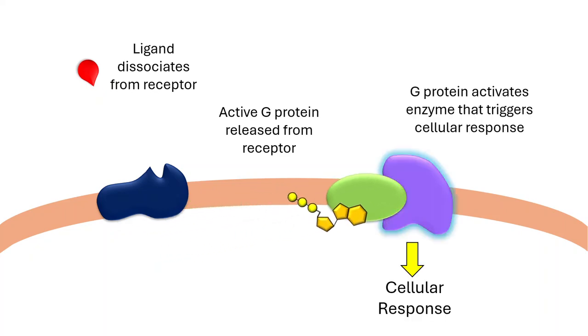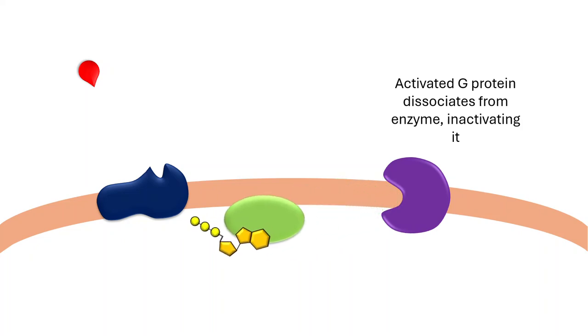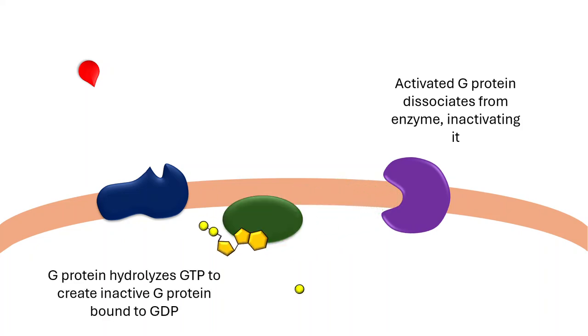Once that happens, that G protein can then move on to activate a molecule, a lot of times an enzyme, and that's going to trigger a cellular response. After that, once it's done its task, the G protein will then hydrolyze its GTP to GDP, at which point it turns off and it can go back and bind to that GPCR. Also, once the active G protein has been dissociated from the enzyme, it becomes inactive.